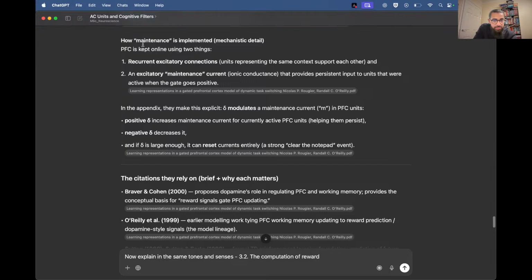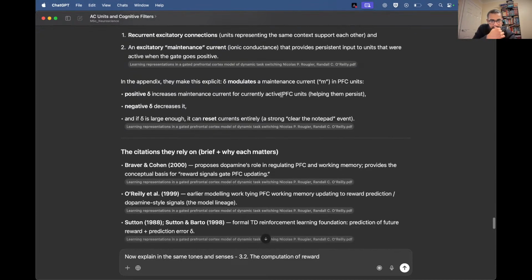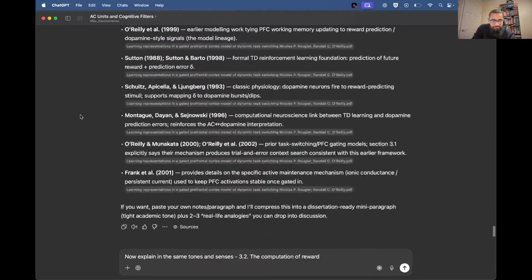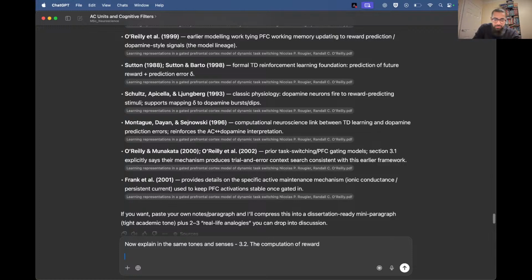How maintenance is implemented mechanistically: PFC maintenance current M. Positive delta increases the maintenance current, so currently active PFC units persist. Negative delta decreases it. If delta is large enough, it can reset currents entirely, clearing the notepad. Okay, keep it very brief.